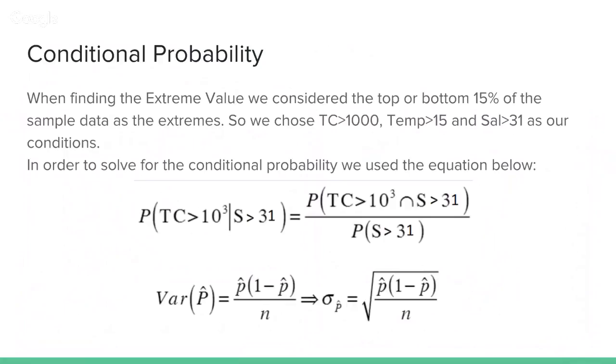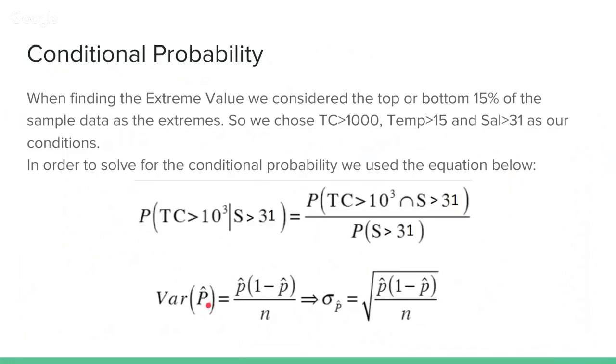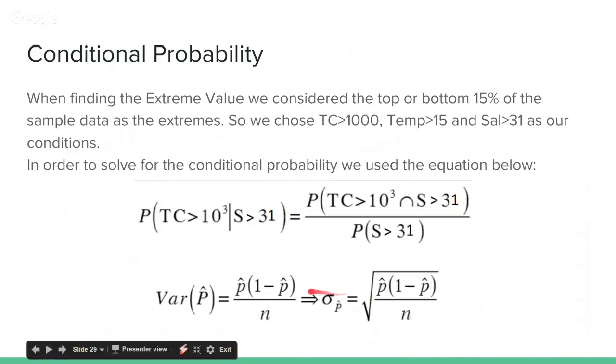Okay, in order to solve for these conditional probabilities, we use the equations below, which are found in the online lecture notes. Here, this is the equation used to find conditional probability, and this one's used to find variance. We wrote a MATLAB script solving for all of these, so if you want to see all the calculations, feel free to look at our MATLAB scripts.